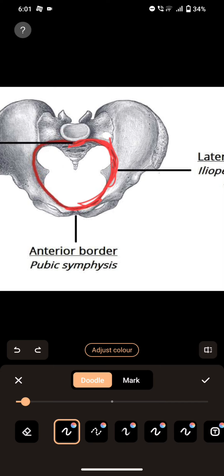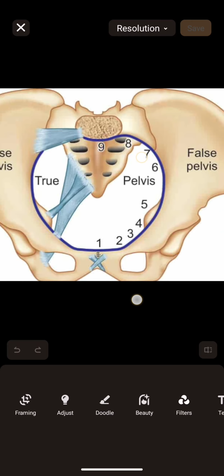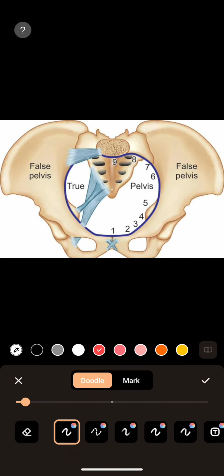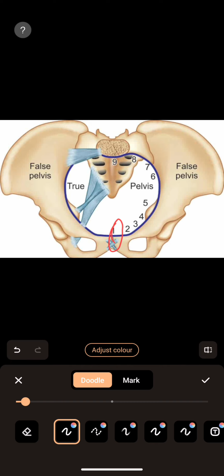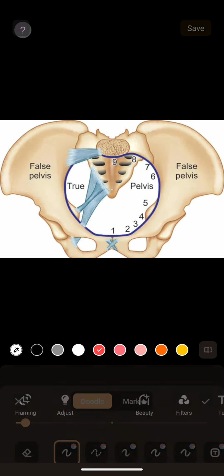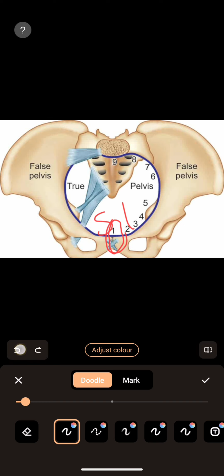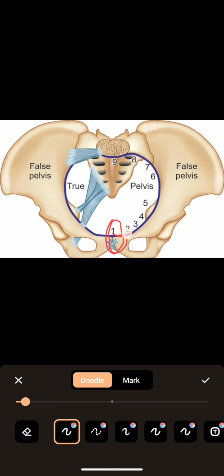Now let's see the landmarks of this true pelvis, which start from this 1 to 9. I'm starting from here. You can also start from here. Now, as the picture suggests, I'm starting from here. So the first number denotes symphysis pubis. It starts from symphysis pubis, and from 1 to 2 it is the pubic crest.